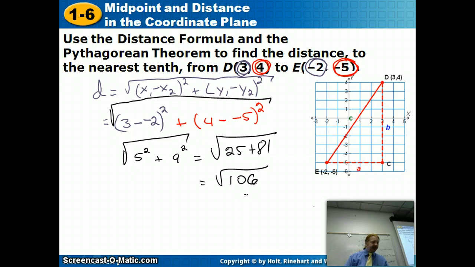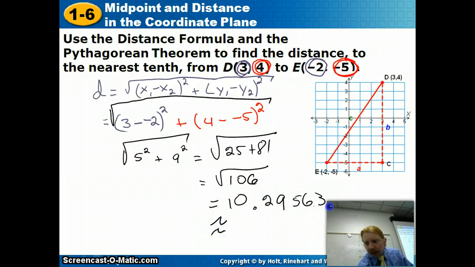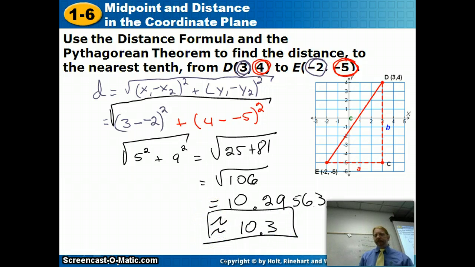So when I'm going for precision, calculator, put in 106, square root button. I'm going to copy what's on my screen here, 10.29563, and then that's going to continue. Round that to the nearest tenth, what am I going for? 10.3. And that's it.